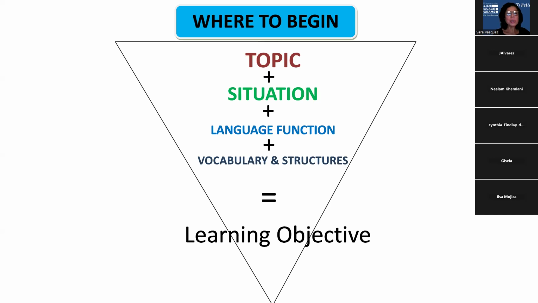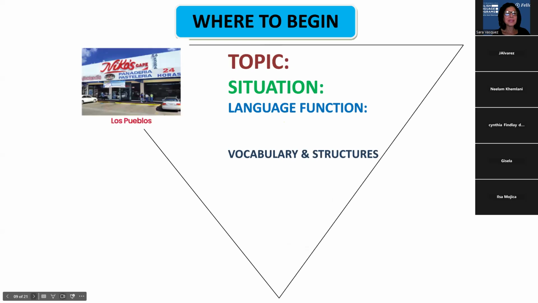That will give you the learning objective if you choose a topic, a situation, a language function, and what you're going to teach them. Let's take a look at an actual example so that it's cemented in your brain. Let's go to the next slide. So here's a real example where we could begin, going to Nico's Cafe, right? It's in Los Pueblos, and we're going to talk about food in general, very general.